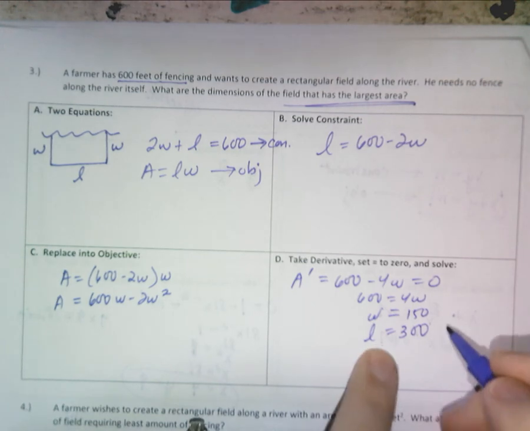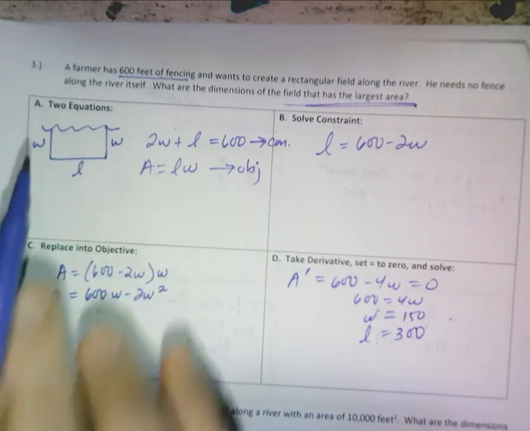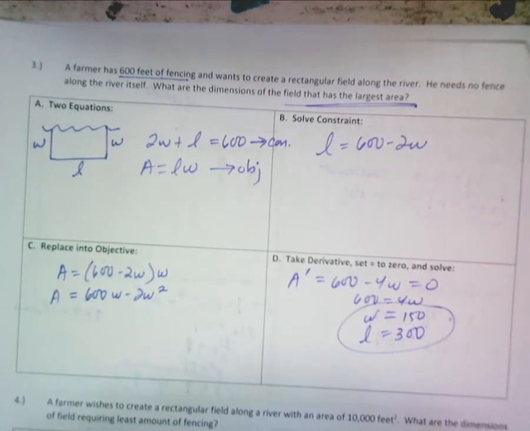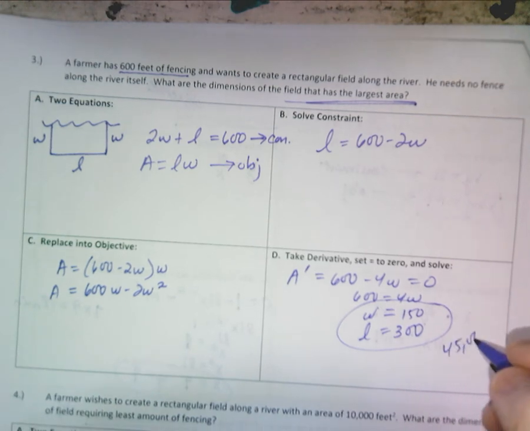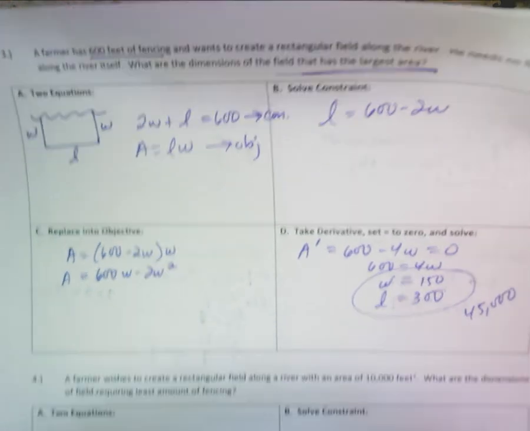That right there would make the field have the largest max without having that extra fence along the river. Okay? And that max would be 300 times 150, which is 45,000. It's not a square, no, for that one. But you said that a square always has the largest area. Yeah, if you know the perimeter of all 4 sides. That one actually works out this way.